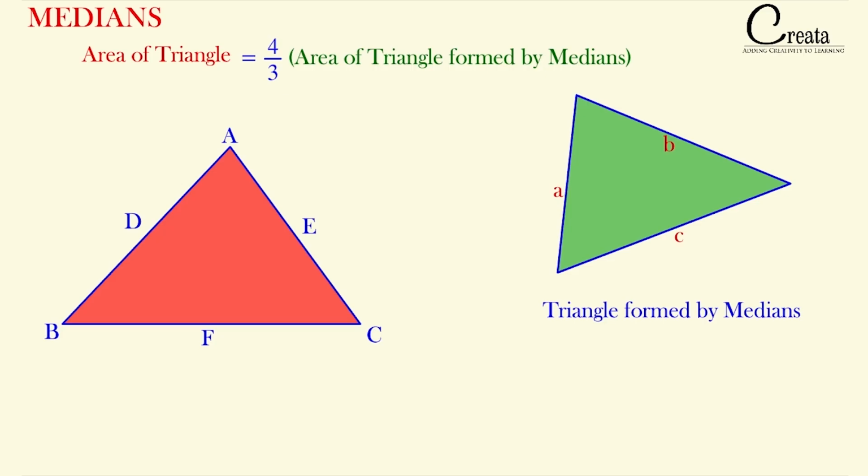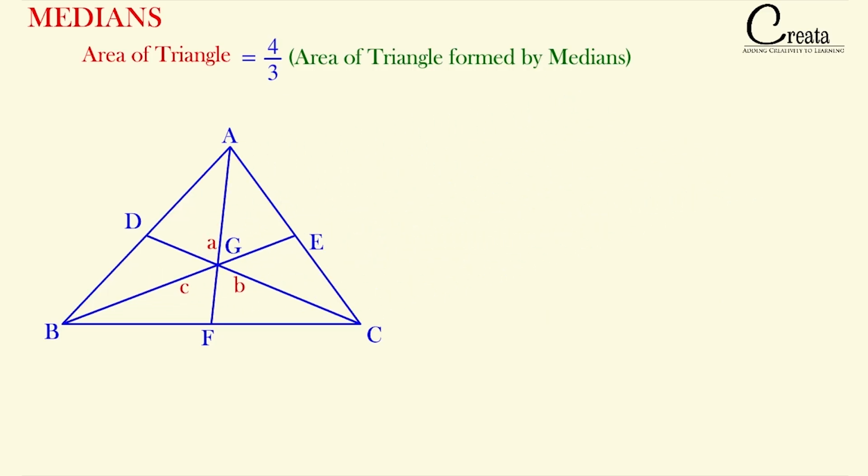But now the question is why? Why is the area of this triangle equal to 4/3 times the area of the triangle formed by the medians? Let's see. Let's extend the line BE to the point H such that GE is equal to EH. GE and EH both are equal. Let's join A and H.